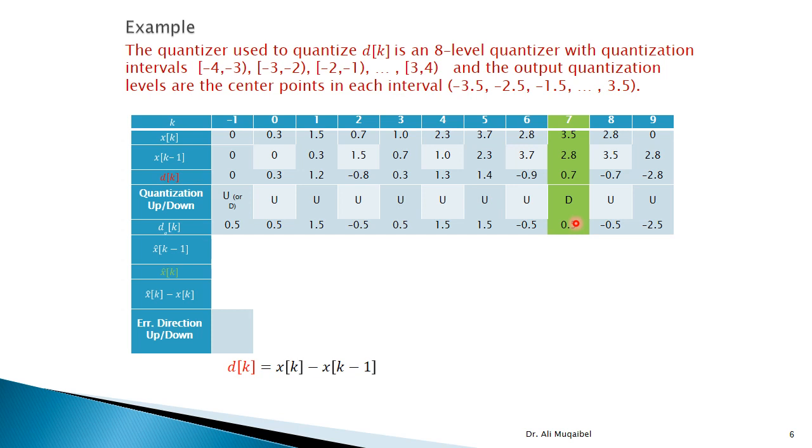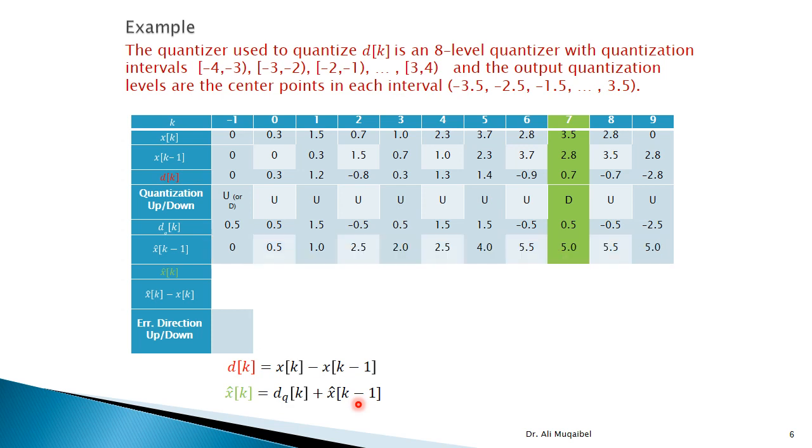Now what's going to happen at the receiver side? At the receiver side, we are going to use the following formula. Our estimate will be the received quantized difference plus our previous estimate. We start with the initial estimate and add this to that, so you get 0.5. 0.5 plus 0.5 is 1. 1 plus 1.5 is 2.5. Again, 2.5 plus minus 0.5 is 2. You keep applying the formula.